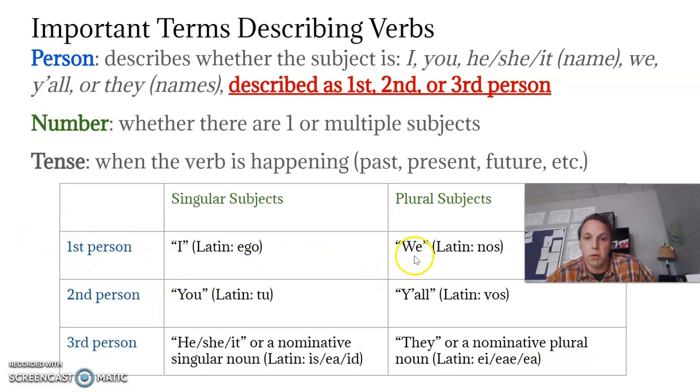First person plural means that we are the subject. The Latin word for we is nos. Second person singular, the subject for a second person singular noun is you, Latin tu. And the second person plural, in correct English, the Queen's English, is you still, when you say you plural, like hey, you, talking to a bunch of people. But here in the South, we say y'all.